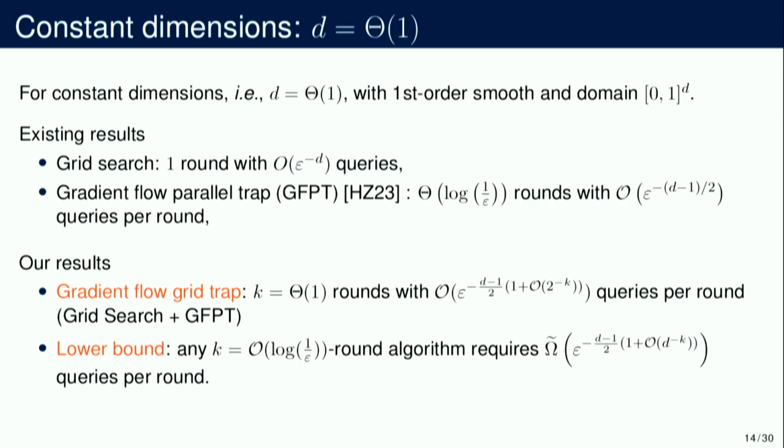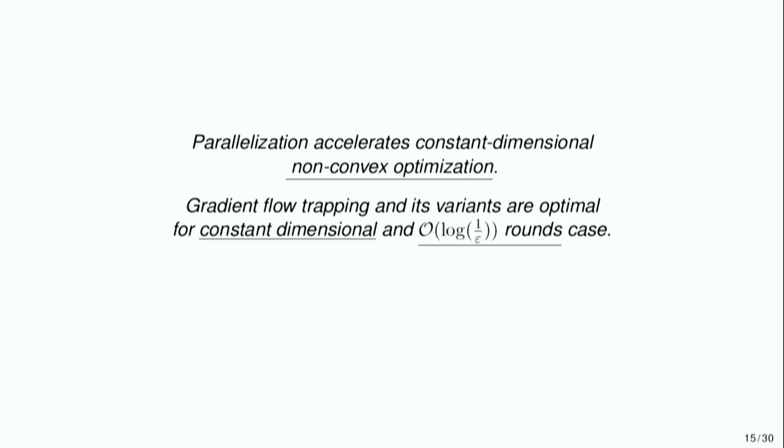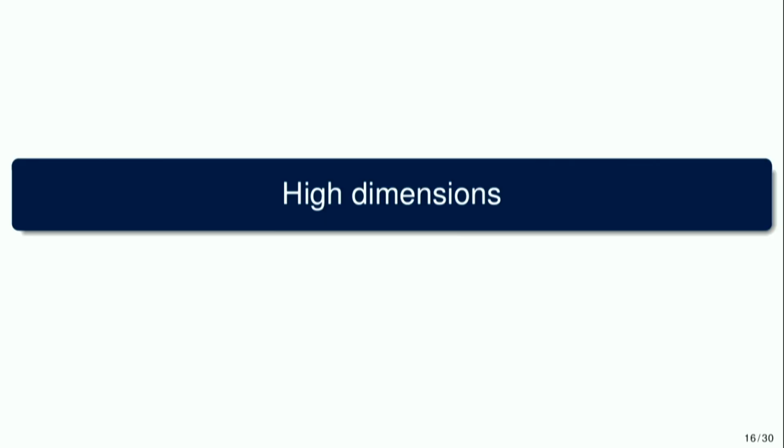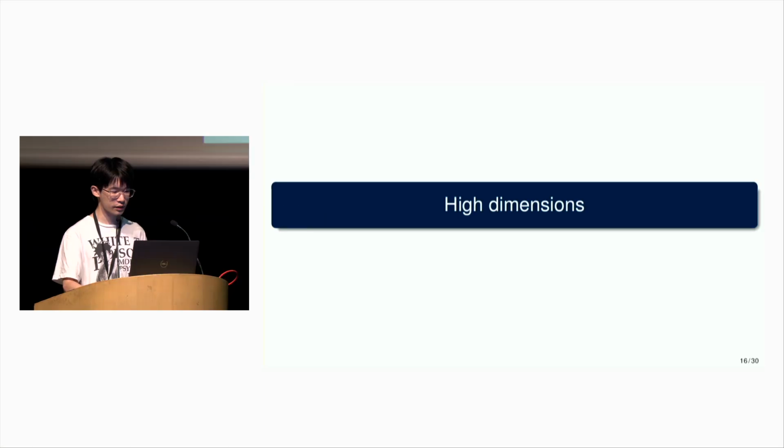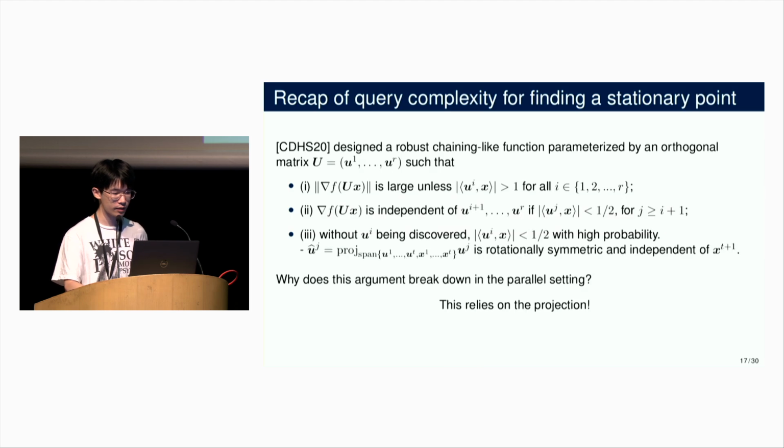And we also show a lower bound, showing that gradient flow trapping is adaptive optimal. Then there are also two slogans: parallel accelerates constant-dimensional non-convex optimization, and gradient flow trapping and its variants are adaptive optimal. Then I give some technical details about the high-dimension case and the constant case.